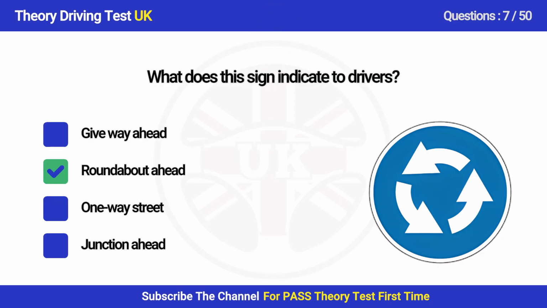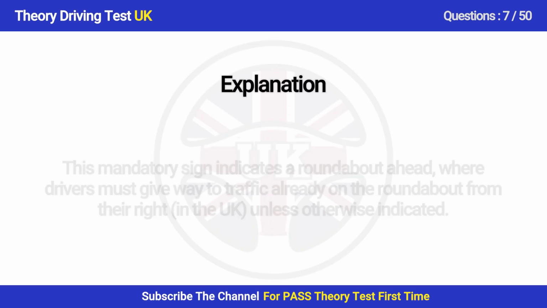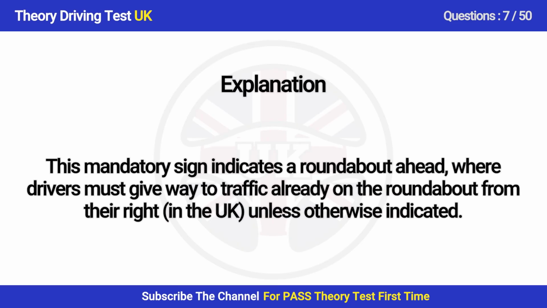Answer is B. Roundabout ahead. This mandatory sign indicates a roundabout ahead, where drivers must give way to traffic already on the roundabout from their right, unless otherwise indicated.